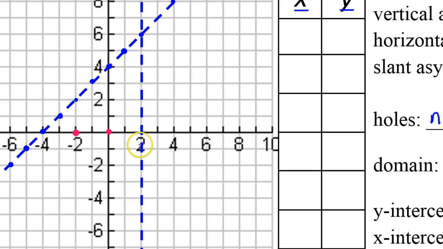Okay, see the vertical asymptote? I encourage you to pick values that are just a little bit to the left and a little bit to the right of the vertical asymptote. So a little bit to the left of 2 is 1.5. I definitely want to see what's going on there. A little bit to the right of 2 is 2.5. I definitely want to check that out. So make sure you include these 2 points on your table regardless of whatever else you use.